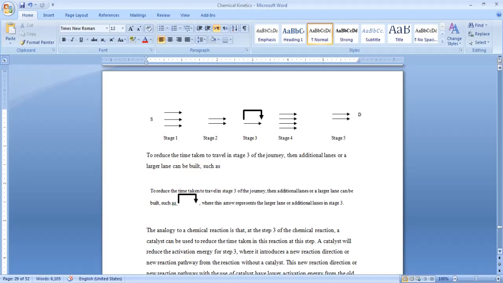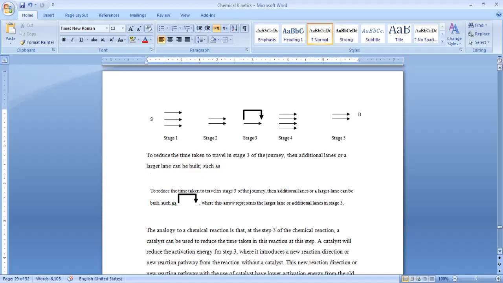You go back to the journey. Number 3 is the slowest step. So how do we increase the speed of traveling in stage number 3? For example, you can build an overhead bridge or a tunnel. Okay, so you can make extra lanes.